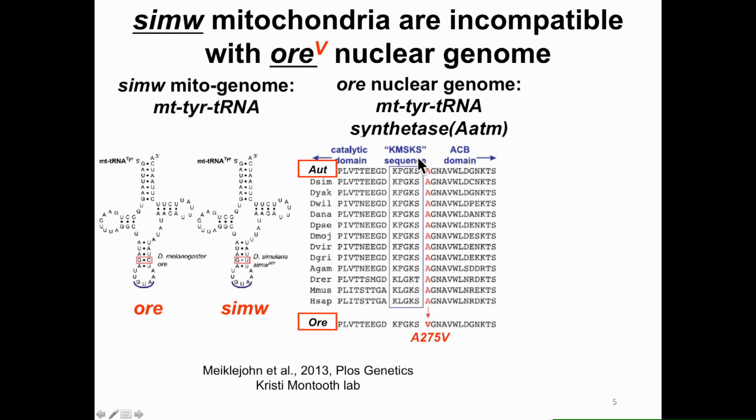If you take a close look at these two genomes, there is a polymorphism in the mitochondrial tyrosine tRNA, changing a GC to a GU pair. At the same time, in the Oregon nuclear background, there's a mutation changing a very conserved alanine residue into a valine. To remind you, this alanine is not only conserved in Drosophila, but it's also conserved all the way through human beings. It only got changed to a V residue in the Oregon nuclear background.